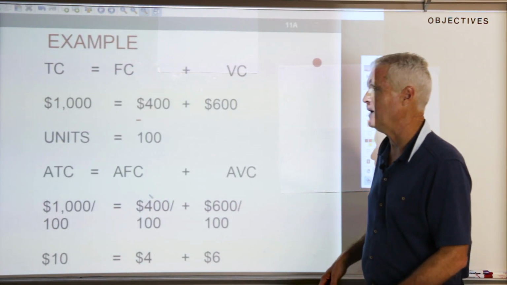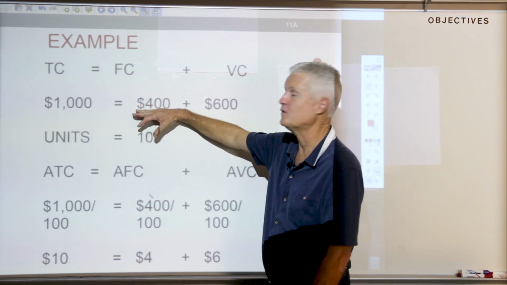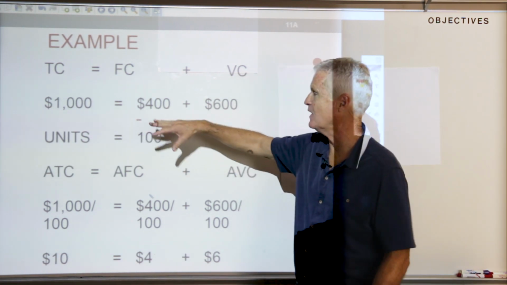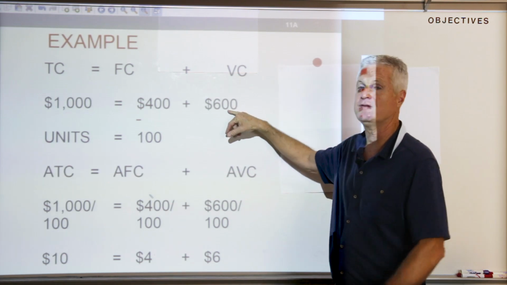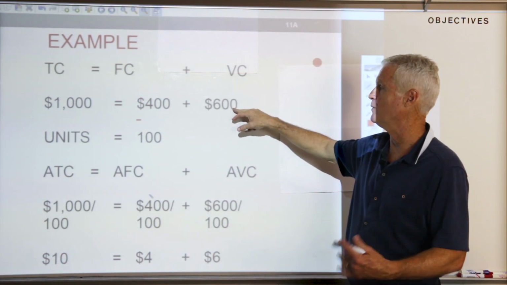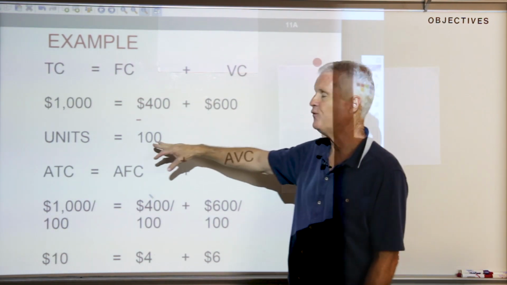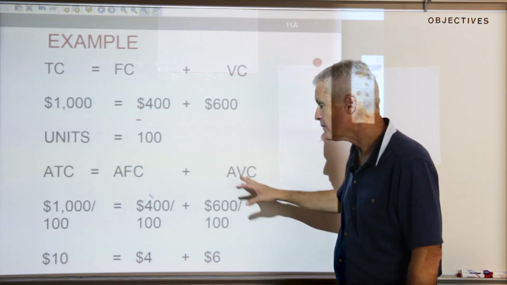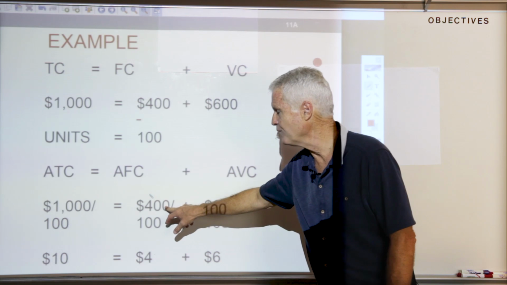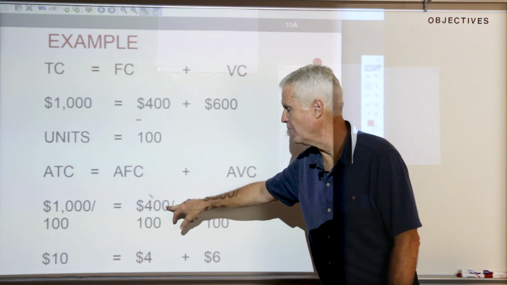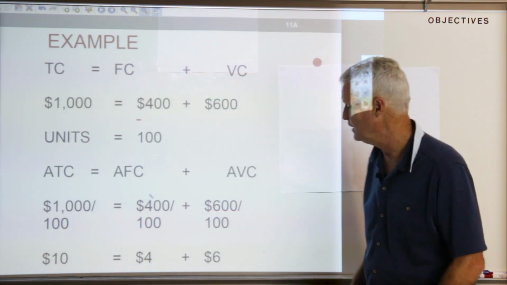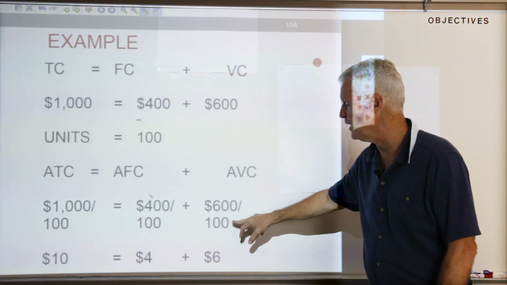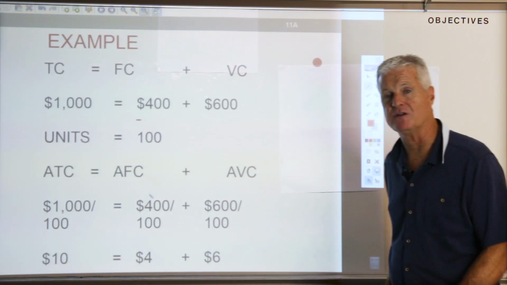Okay, here's just an example, right? Our total cost is $1,000, which is comprised of fixed costs, like the pizza oven of $400, and variable costs, like pizza ingredients, labor, stuff like that, of $600 if we produce 100 units. Well then, our average fixed cost, $400 divided by 100 units, is $4. Our average variable cost, $600 divided by 100 units, is $6.